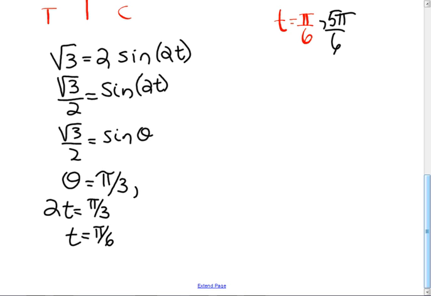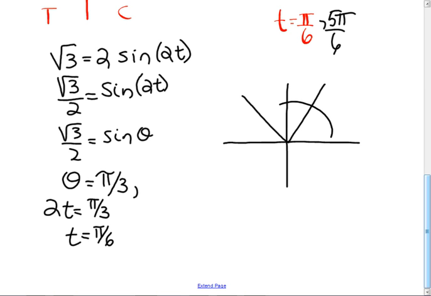The next one, when is the sine going to be a positive square root of 3 over 2? No, because these are 60-degree angles now. There's one, there's two. So you're going to go over two of these. So the next one, in case we need it, is going to be 2 pi over 3.